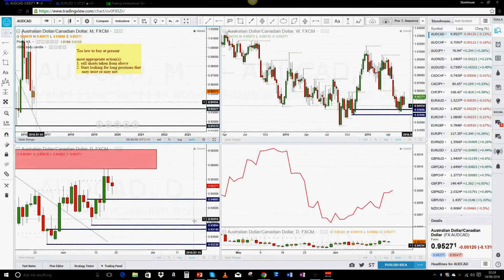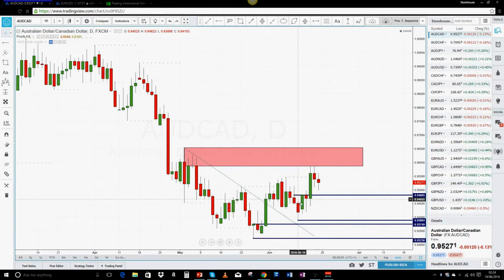Okay, so we go to our entry time frame and we located this area, which is the area that removed this supply. So that's why we're waiting for this.